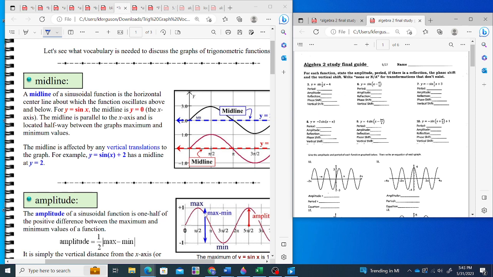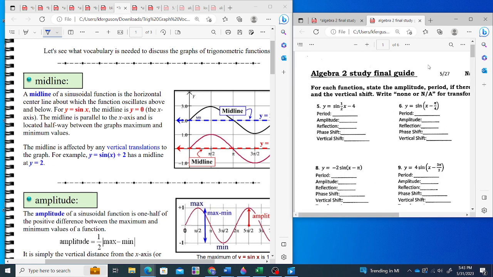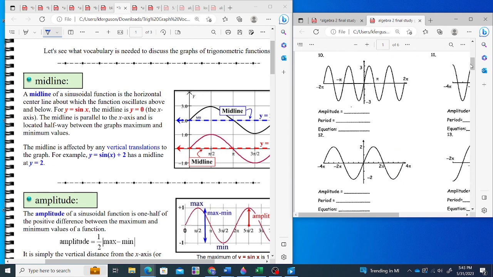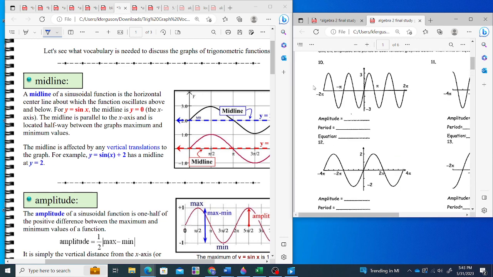So amplitude. Well, real quick, midline. If we're talking about the graph, let's be specific about this graph right here. The midline is just the halfway point or the halfway line. It's the middle of your graph.